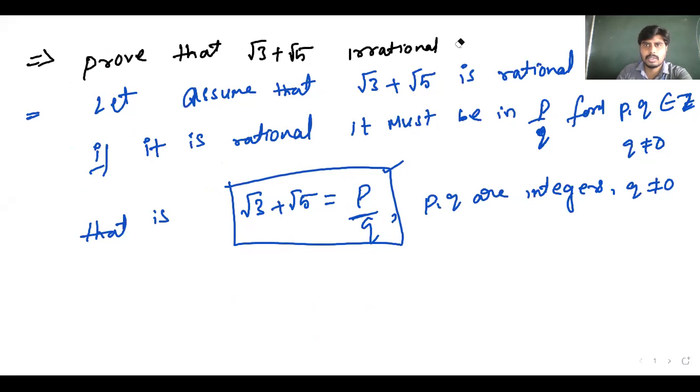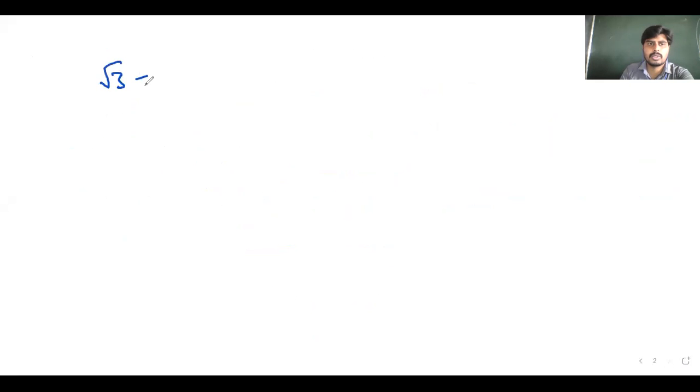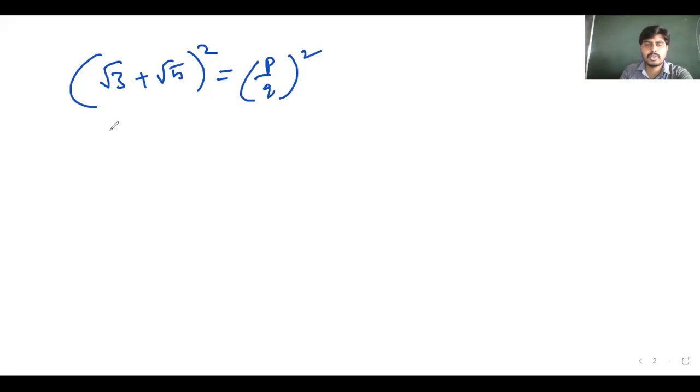Taking squaring on both sides here. What does it become? Root 3 plus root 5 whole square is equal to p by q whole square. And here the a plus b whole square formula applies. Don't write, Prashant, I can see you. So a square plus 2ab plus b square is the formula. So apply the concept for this.